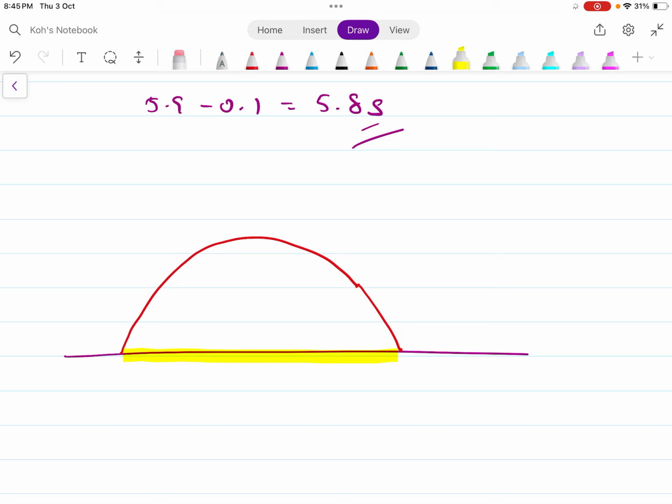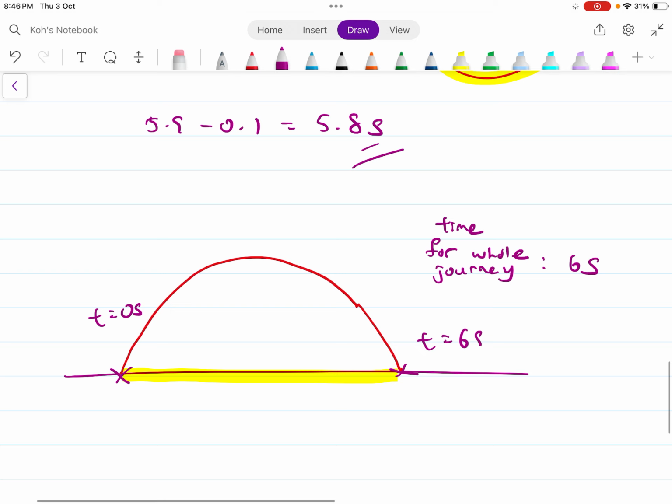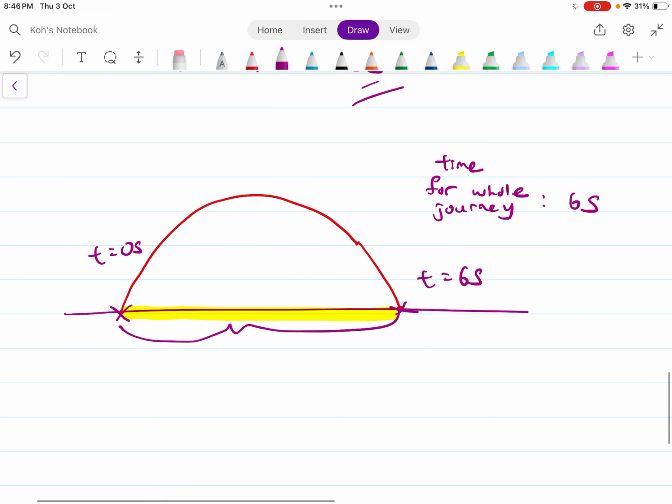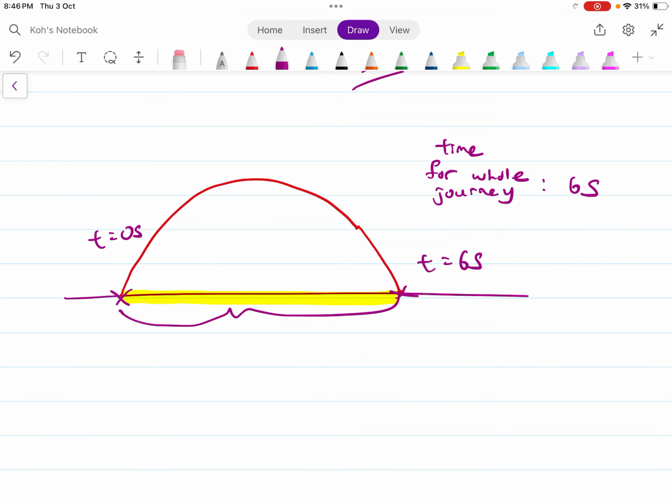Based on the previous answer, the time for the whole journey is about 6 seconds. So at this point time is equal to 0, and at this point, when it hits the ground, time is equal to 6 seconds. So how do I determine this distance? Very simple, because they already tell us, I refer to the question. They say average horizontal distance of 1.5 meter per second, meaning I travel for 6 seconds, so it's 1.5 multiplied by 6. So this is about 9 meters.